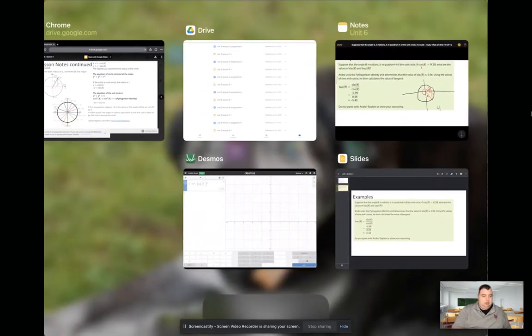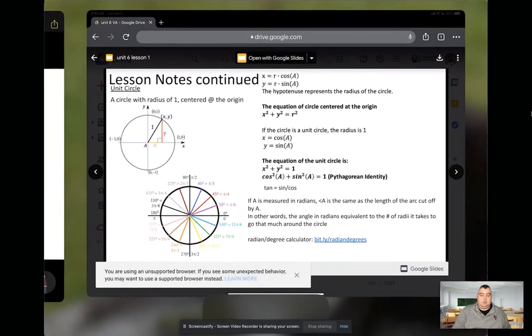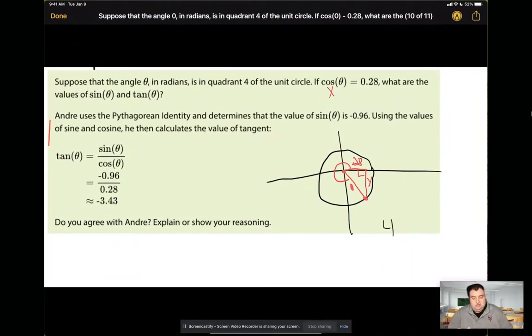To do that, if we go back to our lesson notes, I'm going to use this Pythagorean identity here, the fact that the equation of the unit circle is x squared plus y squared equals 1. So x squared plus y squared equals 1, and I know that x is 0.28. So 0.28 squared plus y squared equals 1.